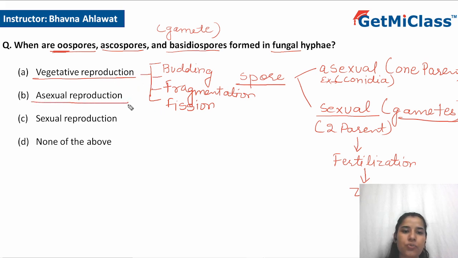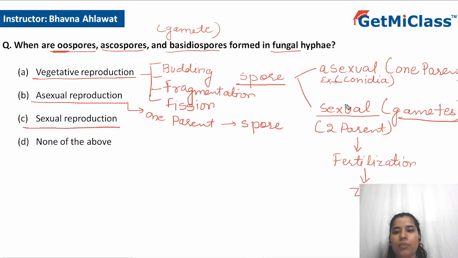Asexual reproduction is where there is only one parent in the body. That one parent will give rise to spores, and those spores will give rise to the next generation. Option C is sexual reproduction. We have talked about that in detail. In sexual reproduction, there are two gametes, male and female. These male and female gametes come together and give rise to a zygote via fertilization.